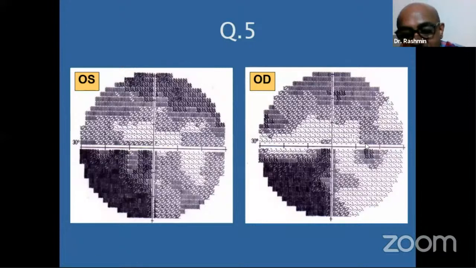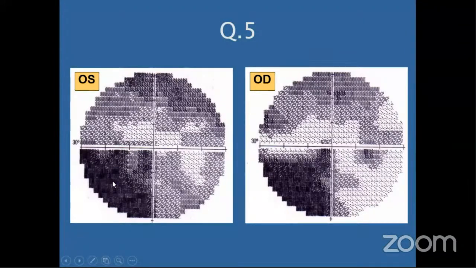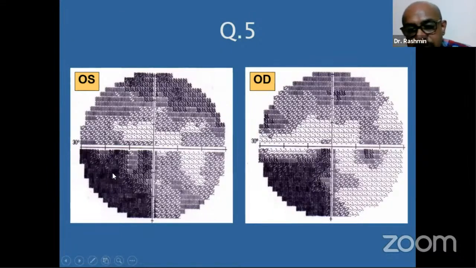Please remember, homonymous. You will have heteronymous, one here and one here. But here it is nasal, here it is temporal. In craniopharyngioma, it will be both temporal. Yes. So now, would you like to revise and describe this?